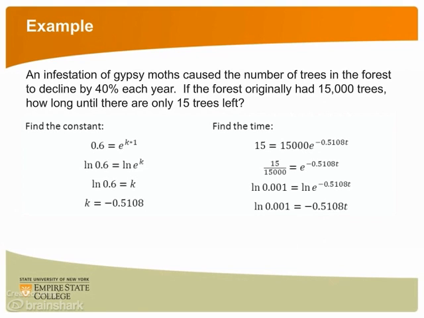As always, natural logarithm cancels out the e. We have the natural logarithm of 0.001 equal to negative 0.5108 t. Divide both sides of the equation by the decimal amount. We find that t is equal to the natural logarithm of 0.001 divided by negative 0.5108. Using a calculator, this amount is approximately equal to 13.5 years.